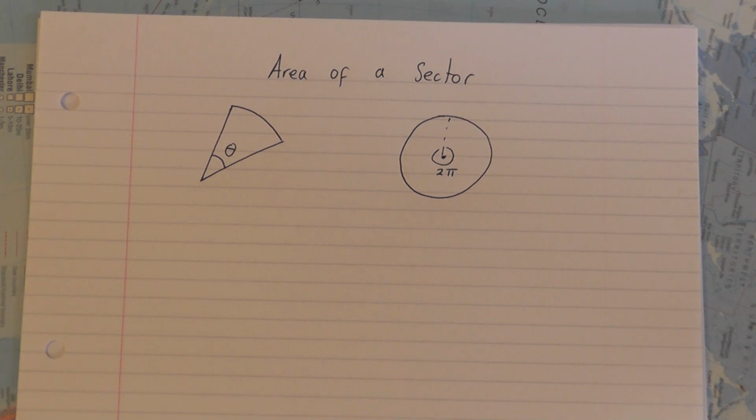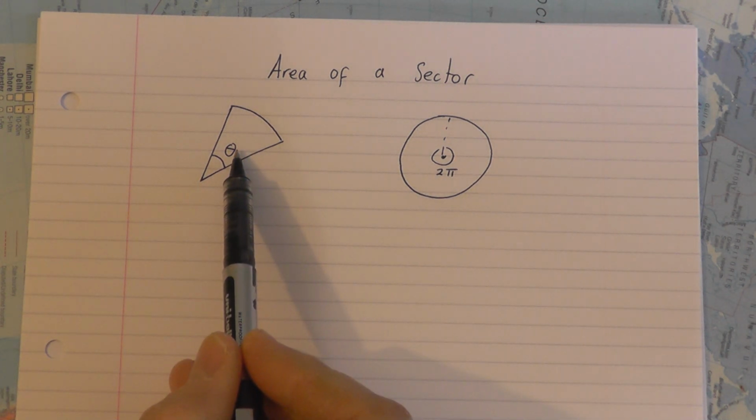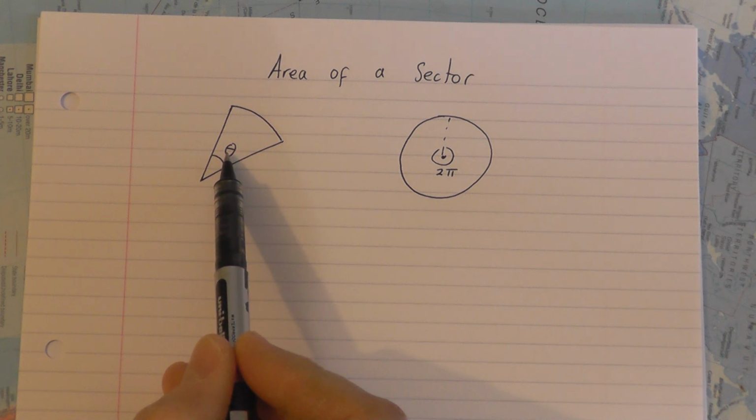Right, in this particular video I'm going to derive for you a new formula that you need to be familiar with and be able to use. What I've drawn here is a sector of a circle with the angle theta marked in, and we'll be talking about that in terms of radians.